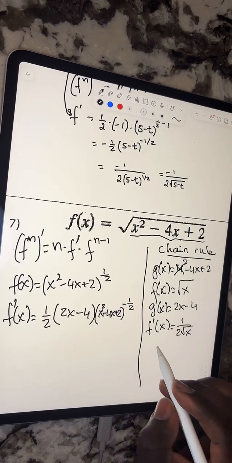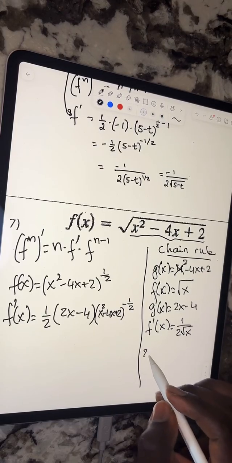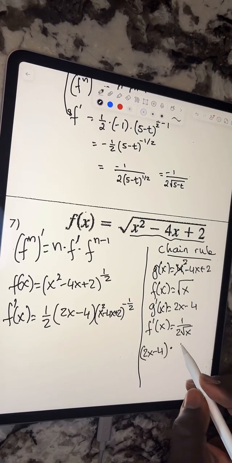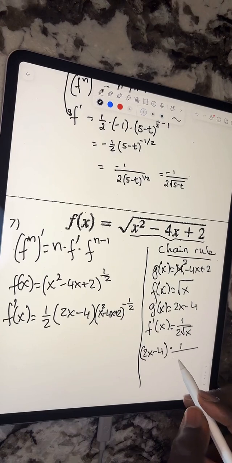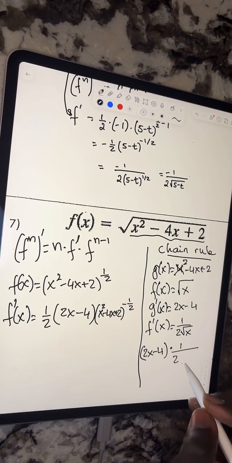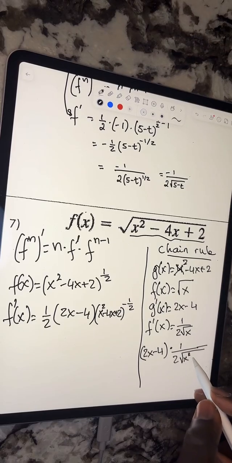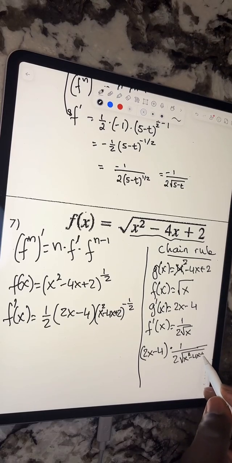So that would be g prime. G prime here is 2x minus 4 times f prime. This is what we have for f prime, 1 over 2 square root of x. And instead of having x, we replace it by g of x. G of x is x squared minus 4x plus 2.